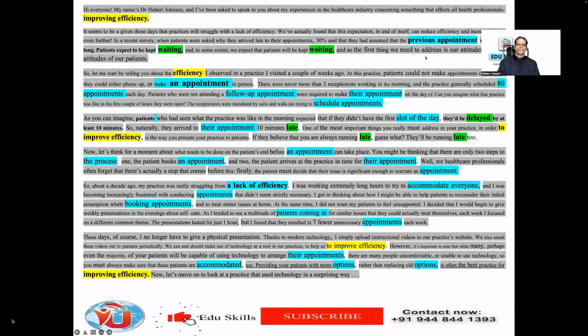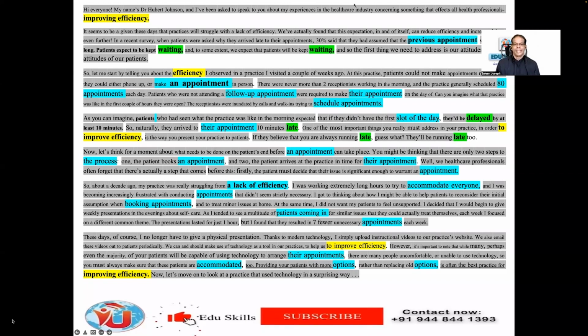Previous appointment. Make an appointment. Appointments. Follow-up appointments. Their appointment. Schedule appointments. Slot of the day. Their appointment. An appointment. The process. An appointment. Their appointment. A lack of efficiency. Accommodate everyone, appointments, booking appointments, patients coming in, appointments, their appointments, accommodated, options, options. Did somebody count how many times appointment or a synonym has appeared?